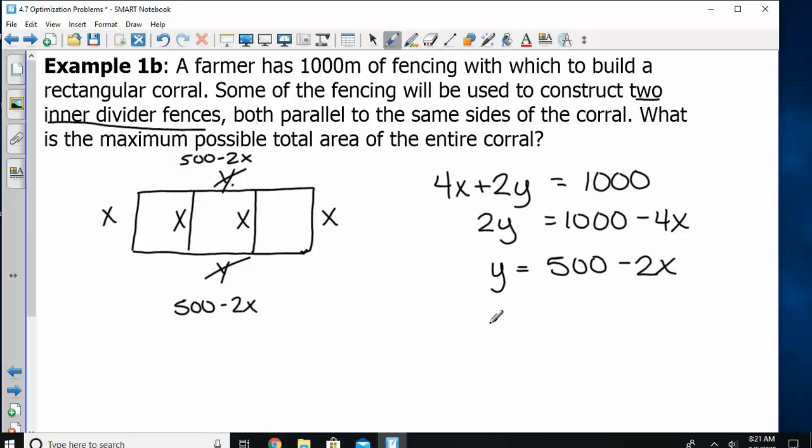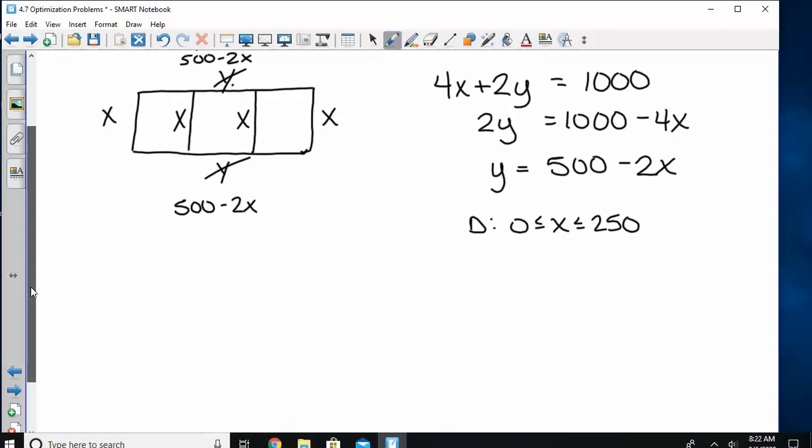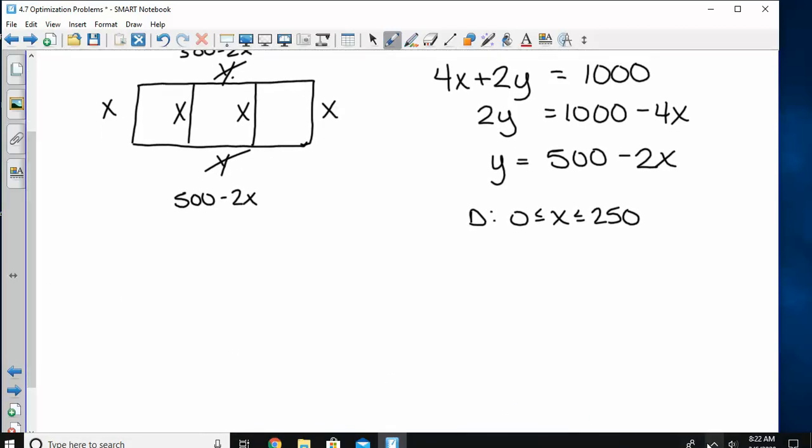What would it have to fall between? What would be the absolute smallest? 0. What's the absolute biggest? 250. If you set your other side to 0, 500 minus 2x equals 0, that's 250. Again, you don't necessarily have to write that down, but if I ask for it, you should be able to give it to me. Okay, what am I trying to maximize? Area. Why don't you guys try it from here? See if you can finish it.